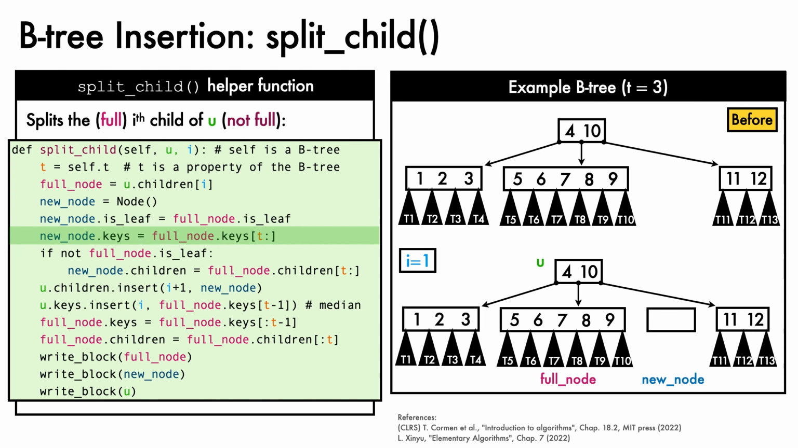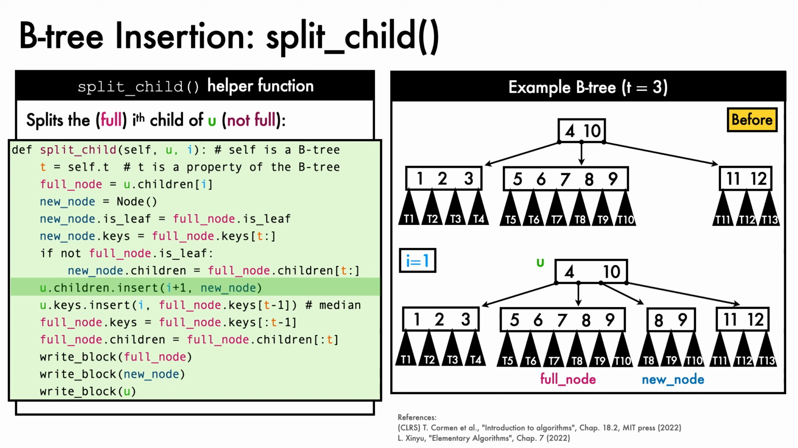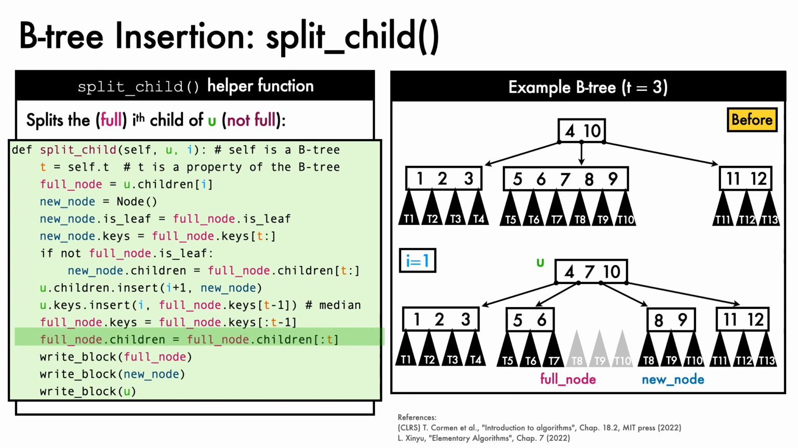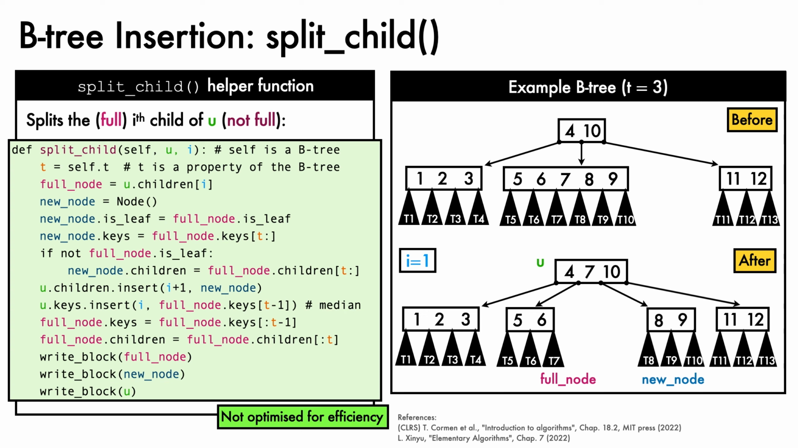Next, we copy the keys to the right of fullNode's median key over to newNode. Since it is not a leaf, we also copy the corresponding children over. Next, we insert the new node as a child into U in position i+1, and insert the median key of fullNode, which is 7, into the ith position. We then keep only the keys to the left of the median in the full node, as well as only their corresponding children. Finally, we write the blocks containing the full node, new node, and U back to disk. One last point to note here, our Python code aims to be clear, but it is not optimized for efficiency.